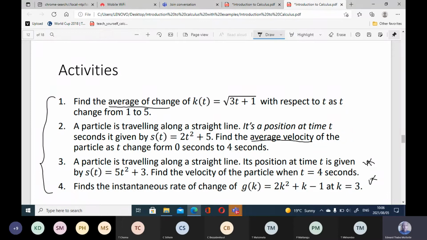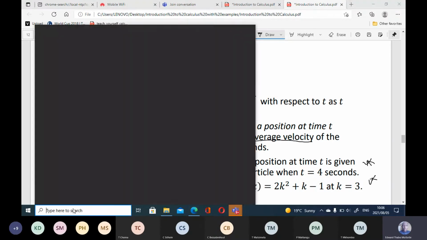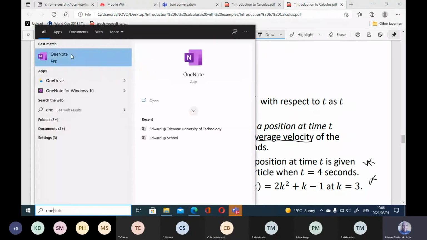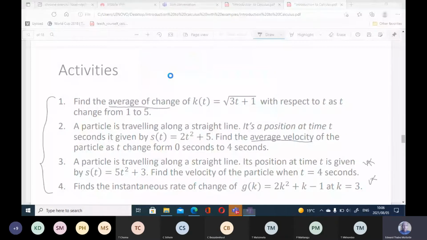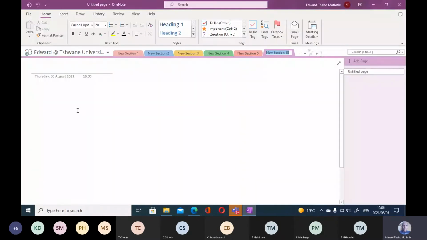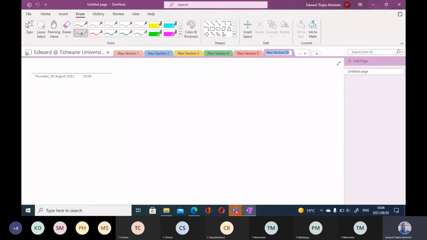Okay, let's start with number 1. I hope you have copied number 1. One note, just to illustrate, because you can end up getting this type of question. We are given k(t) is equal to the square root of 3t plus 1.